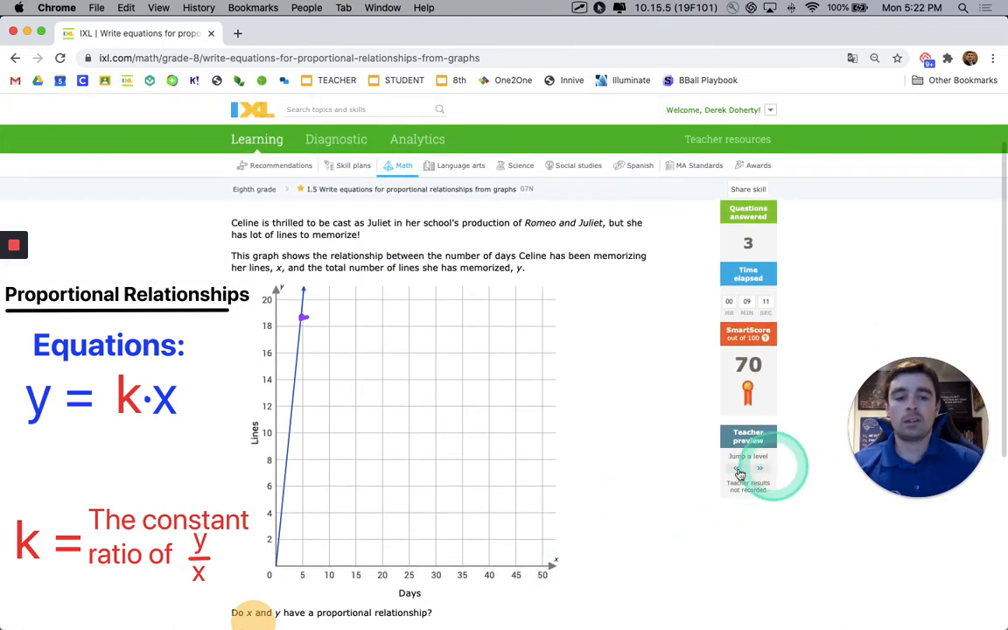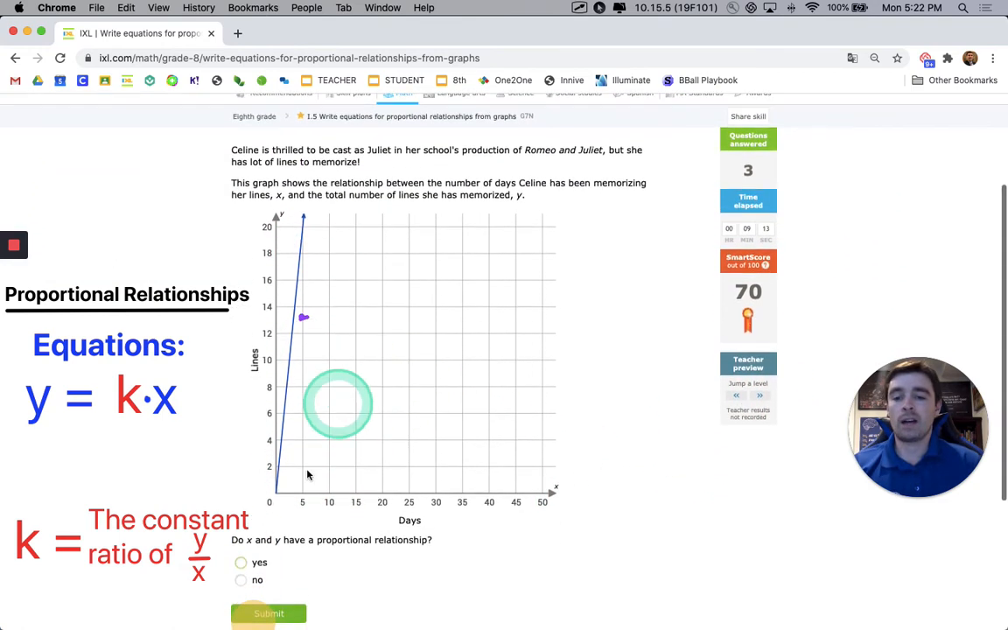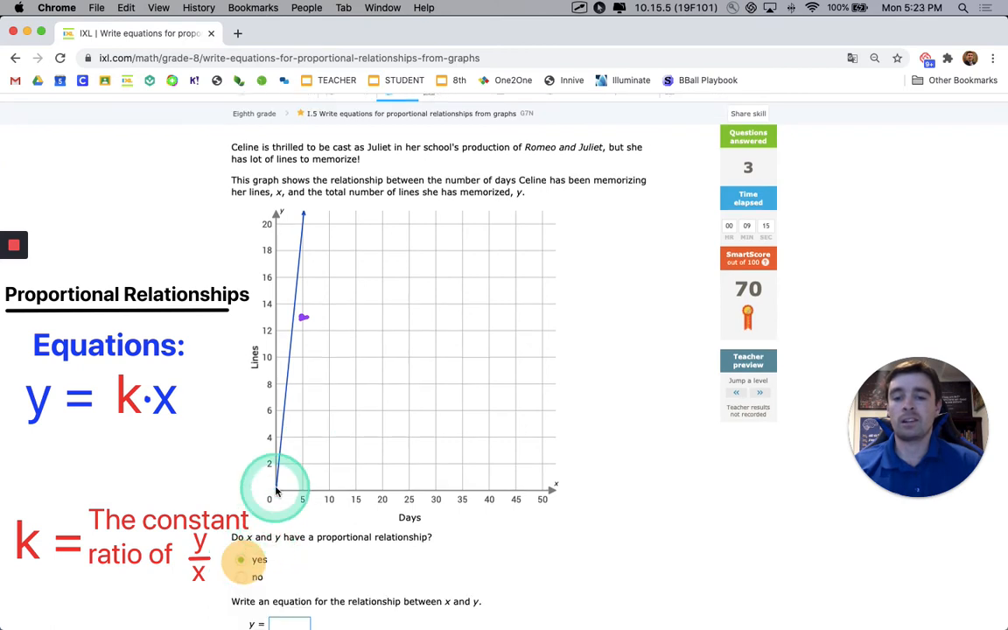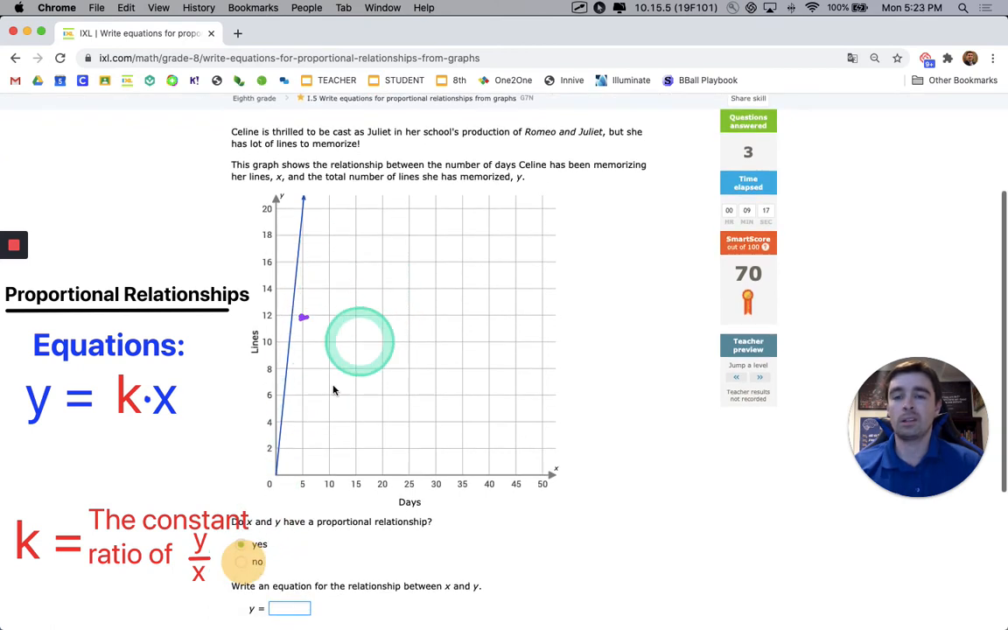And other times, as you go, they will give you a proportional graph. So I could say, yes, this starts at the origin, it's a straight line, it's proportional. And then once you see it's proportional, they make you write the equation. Here, the thing that might be more challenging about this problem is it's a little harder to find a good data point.